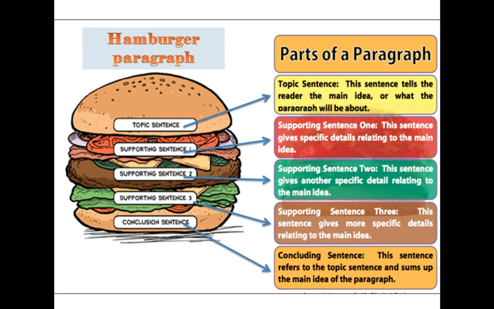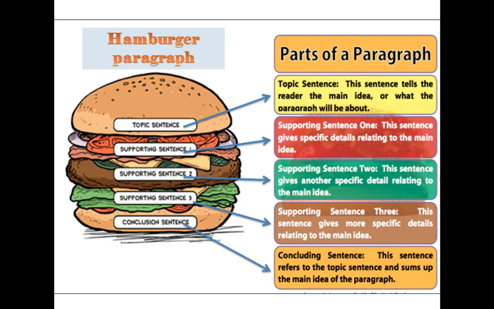Next, we have 3 supporting sentences. These sentences give specific details relating to the main idea. These all connect to that topic sentence. They could be examples, they could be reasons, or proof from the text that an answer is correct, but they are each their own sentence. They're going to start with a capital letter and they're going to end with a period. Our graphic organizer has 3. So the minimum that you have to do is 3. If you know more than that or have more details, you absolutely can have more supporting sentences.